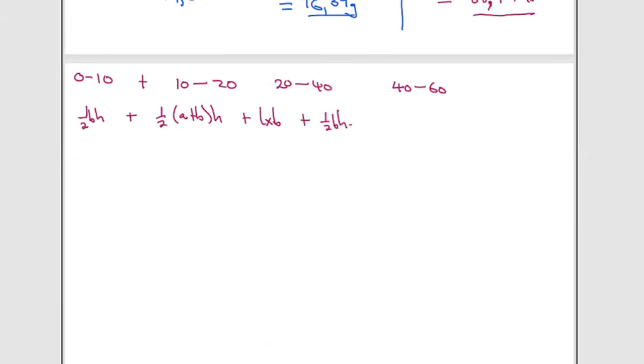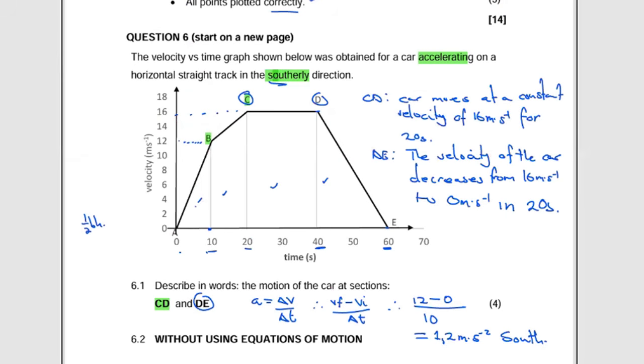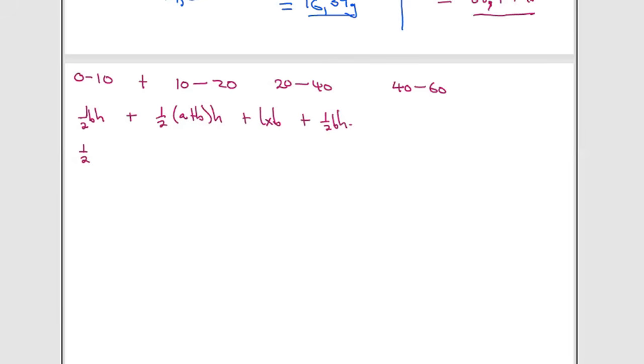According to this, the base of this first one is 10, right? From 0 to 10, my base is going to be 10, then half multiplied by 10, then multiplied by the height.